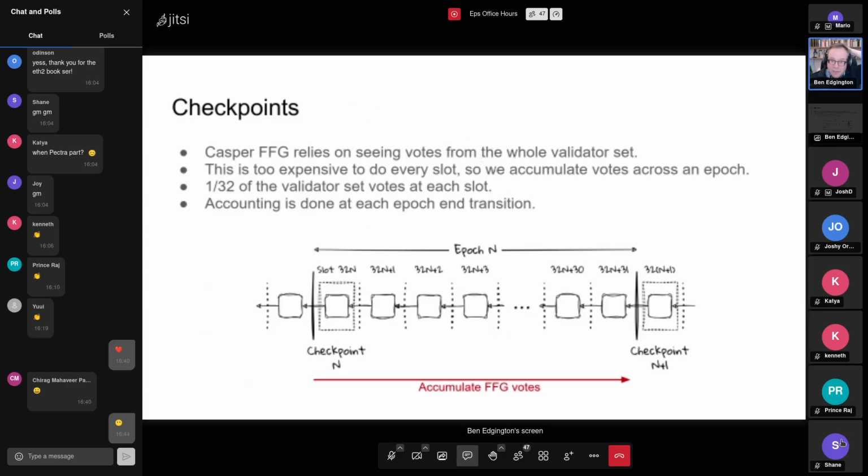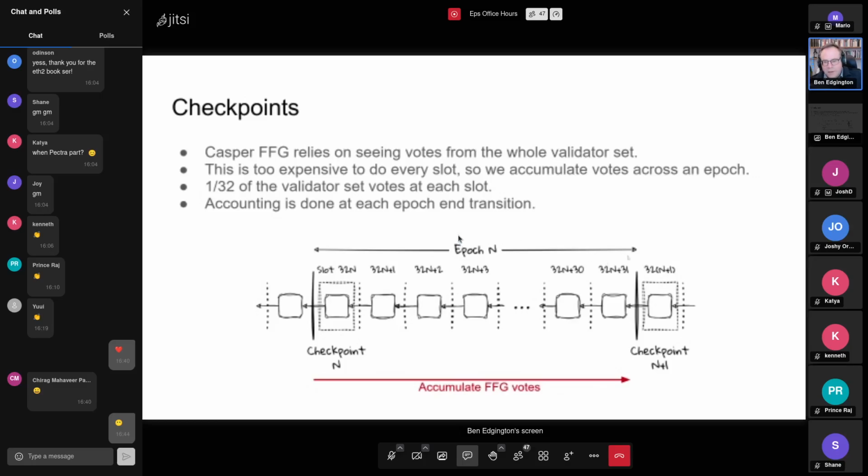Casper FFG works on checkpoints. So it relies on being able to see votes from the whole validator set. And that's too expensive. You can't have every validator attesting at every slot. That would be, currently, 1 million attestations every slot going around the network. It would just overwhelm things. We only have 3% going around the network every slot for that reason. So what we do is we accumulate votes across an epoch. We have 32 slots, and we do 3 1/8% each slot. And then by the end of the epoch, we've got all the votes for that epoch because every validator has voted once.